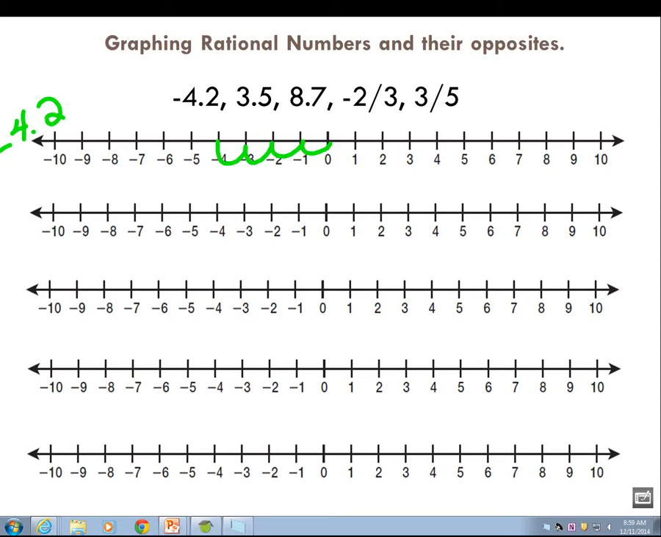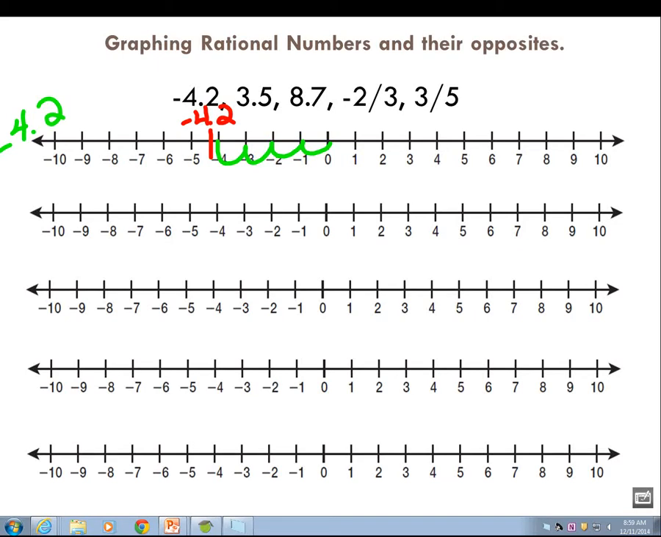Yeah, how far would that be? If you eyeball it. Yep, about a fifth. So here is negative 4.2, and I'm going to write that right there. Negative 4.2. And in general, whenever you're doing something toward the negative, you are going to the left on a number line. So I want you to imagine that number line all the time. Whenever you see a negative number, it's going to be to the left of zero.